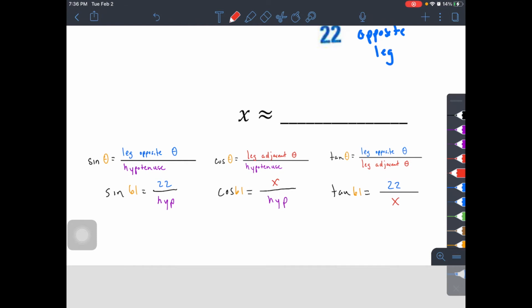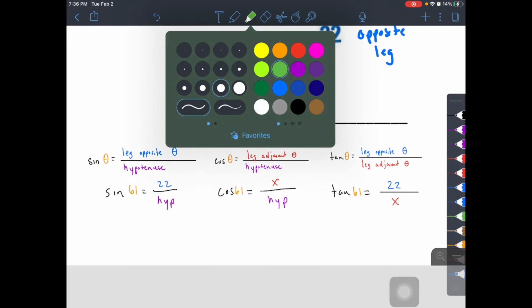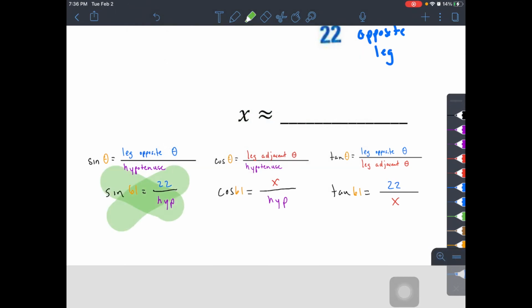So remember, our goal is to solve for x here. Taking a look at these three equations, which ones have x? Right? We can see that this one does, and so does this one. So we immediately know this is not going to be the one we want to use to solve.